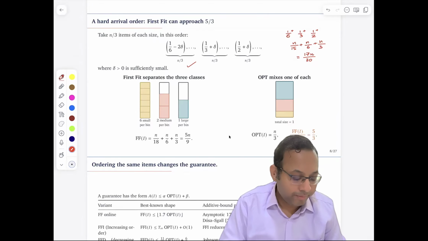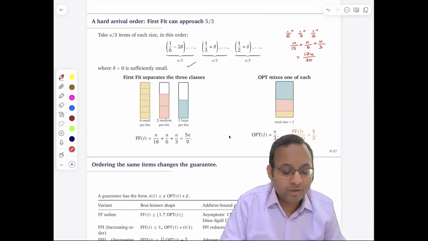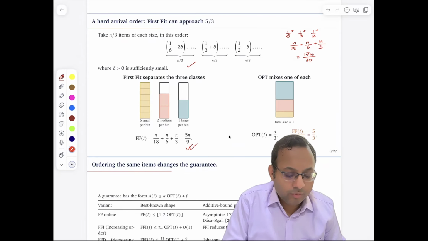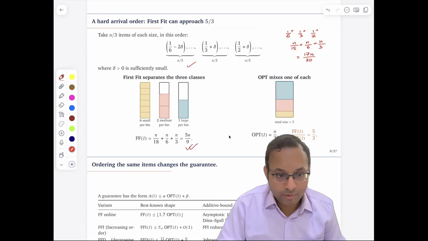So delta is very small. Then you can pack 2 medium items per bin. Any 2 medium items will fit but not 3. And then at the end, the large items, half plus delta, come, and you can pack them in n by 3 number of bins. So in total, it will produce 5n by 9 number of bins.